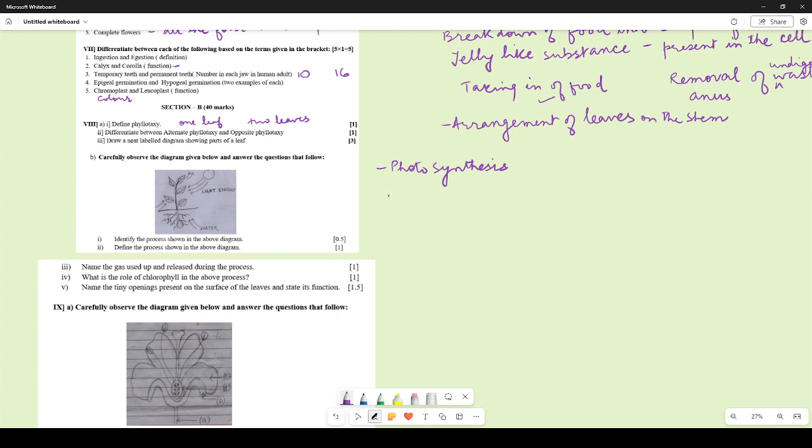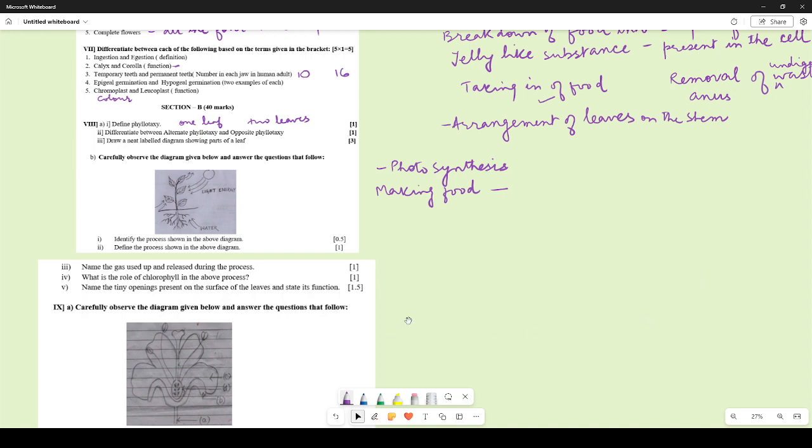Define the process shown in the above diagram. You have to say it is the process of making food by the plants. It is the process by which the plants make their food with the help of carbon dioxide, water and light energy or sunlight. That is all you have to write in the definition of photosynthesis. It is all shown over here. The plants making food in presence of sunlight and carbon dioxide and water. That is the definition of photosynthesis.